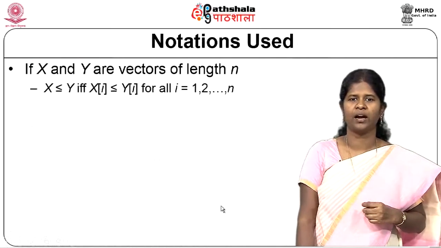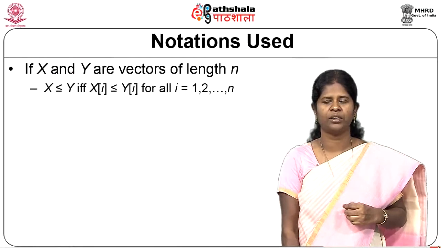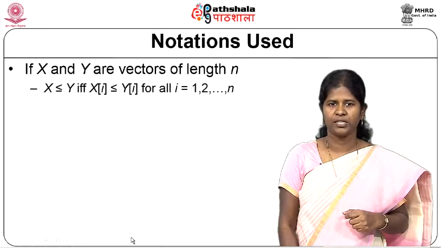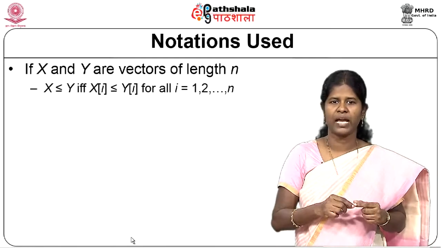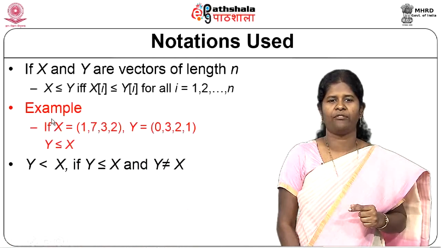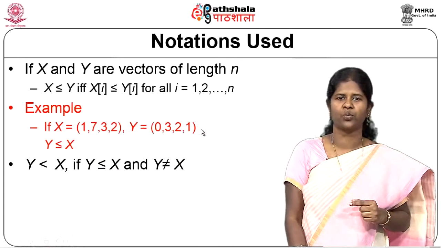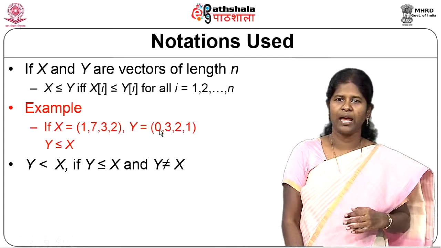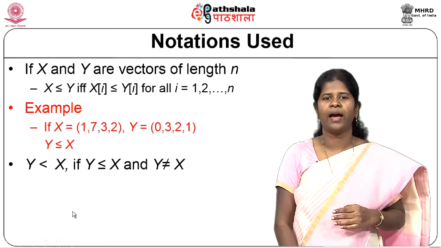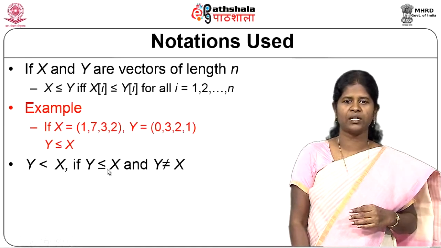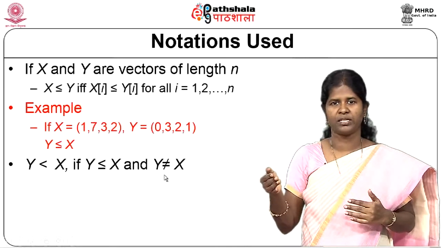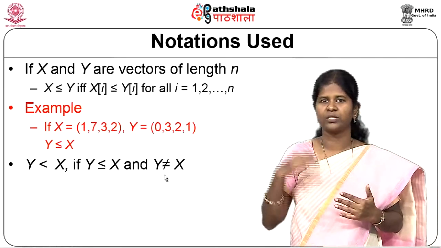Again you have notations very similar to those in the Banker's algorithm. If you have 2 vectors x and y of length n, then vector x is less than or equal to vector y if and only if each element in x is less than or equal to the corresponding element in y. For example, say x is 1732 and y is 0321. Each element in y is less than the corresponding element in x, hence y is less than or equal to x. And y is less than x if y is less than or equal to x and y is not equal to x.